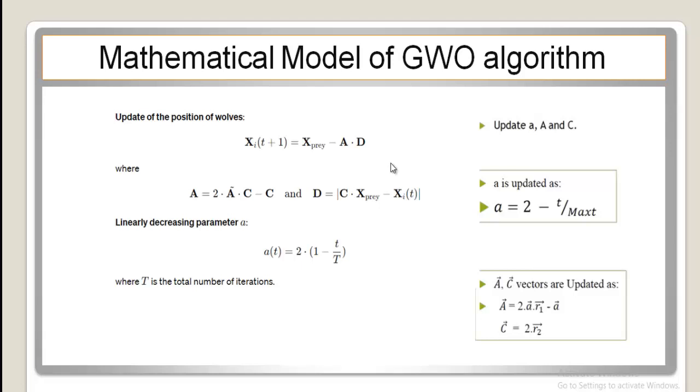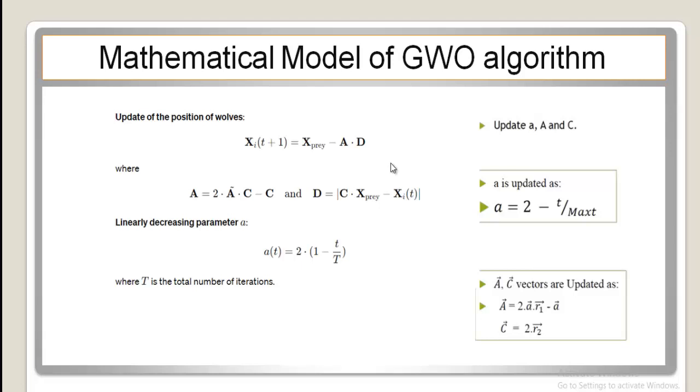The vector A is defined as A equals 2a multiplied by the r vector minus a, and the distance D is calculated as the absolute value of the C vector multiplied with the position of the prey minus the position of the agent. A essentially serves as a scaling factor for the movement, while the distance D ensures that the agent moves toward the optimal solution based on the current exploration and exploitation need.